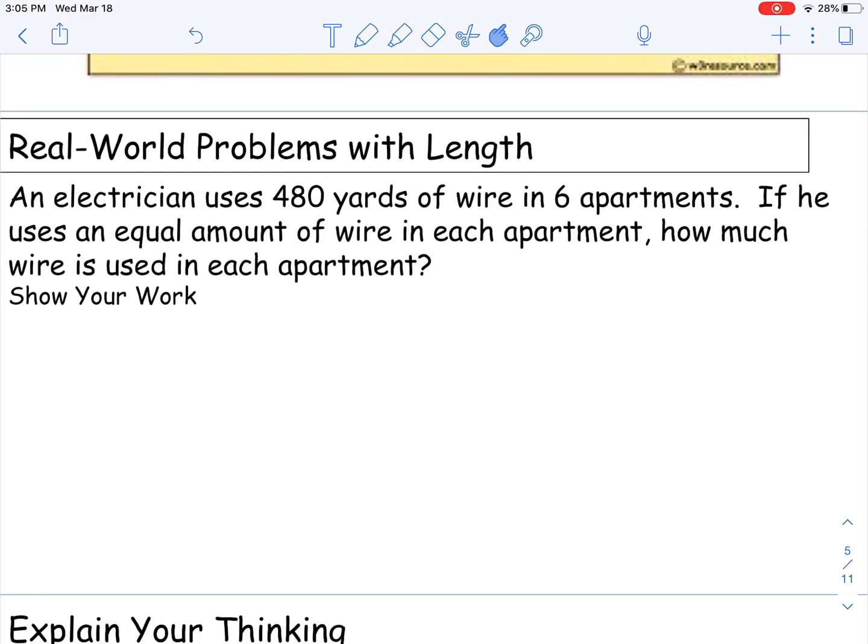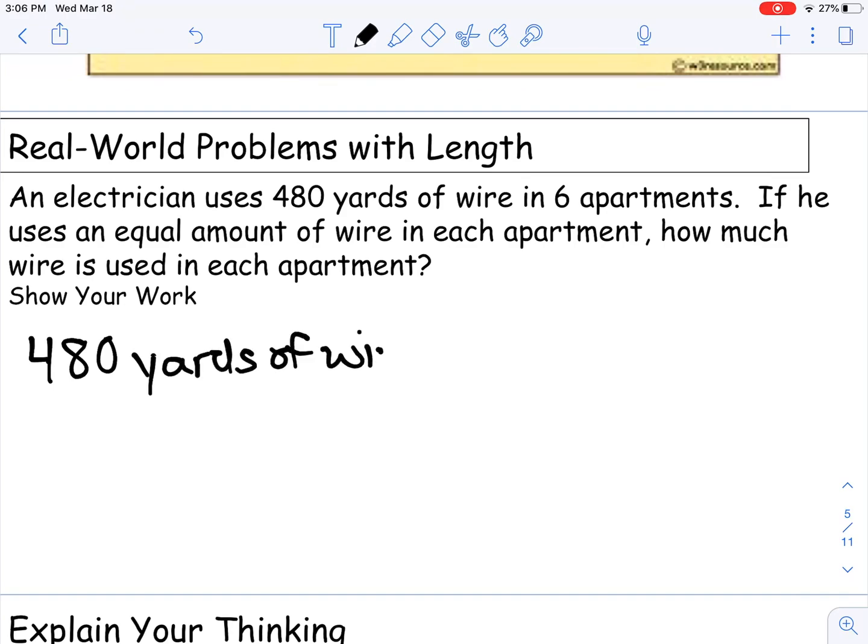All right, problem number 1. An electrician uses 480 yards of wire in 6 apartments. If he uses an equal amount of wire in each apartment, how much wire is used in each apartment? So, comprehension strategy. Who or what is this problem about? An electrician. What is the electrician doing? He's using some wire in some apartments. What do we know about the wire in the apartments? Well, we know 480 yards of wire. And we know that he has 6 apartments.